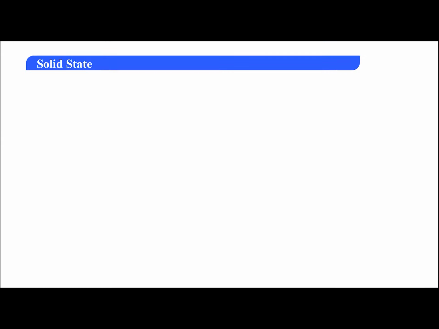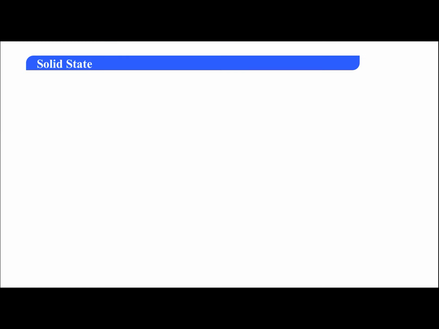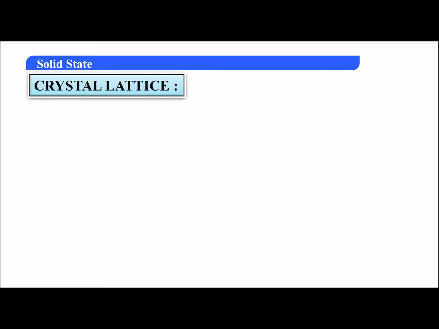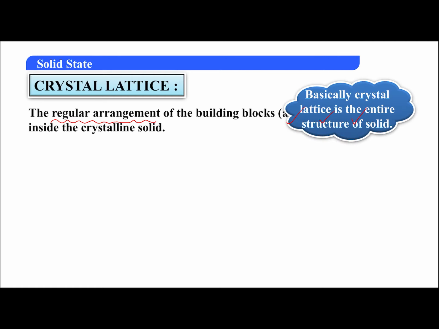We come to the next part of the discussion of solid state, unit cell and crystal systems. Now, if you see crystal lattice, a word which has often been used in inorganic chemistry before, lattice is nothing but a regular arrangement of atoms, ions, molecules inside a crystalline solid. So, it can be an atom or an ion or a molecule. But remember, a systematic or regular arrangement is called a crystal lattice.